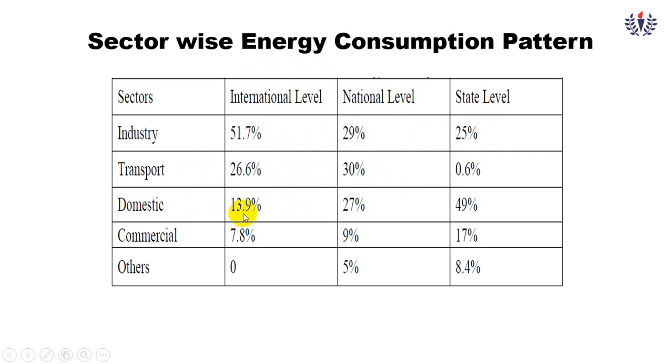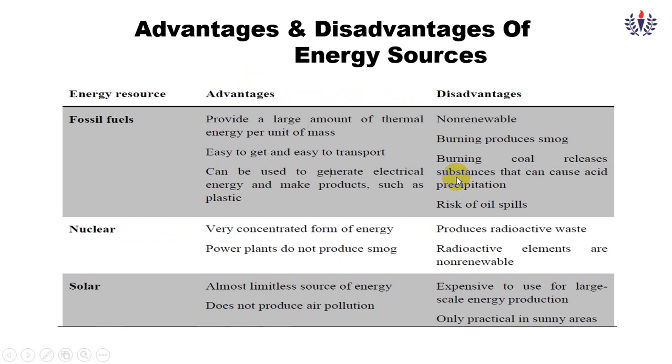At the world level domestic is very low, but at the national and state level it is more compared to the others. Also at the commercial level, for all the commercial buildings we are consuming 7.8 at the international level, 9 for national, 70. And for other purposes such as small scale, we are using 5% at the national level and 8.4% at the state level. This is just a number. You want to remember where the utilization is more. The utilization is more in the industrial sector compared to the other sectors, but at the state level it is for domestic, that is residential purposes. That comparison we have to remember.